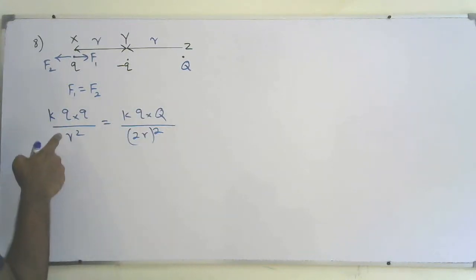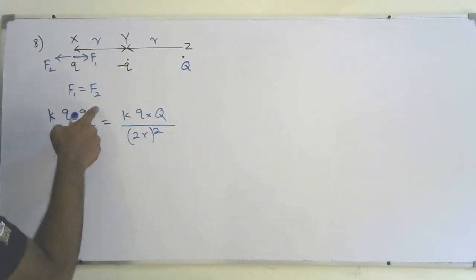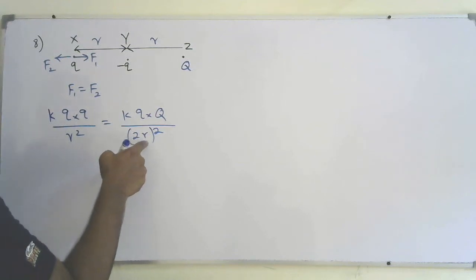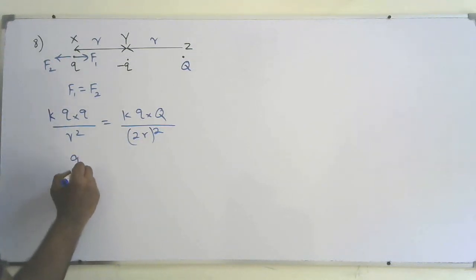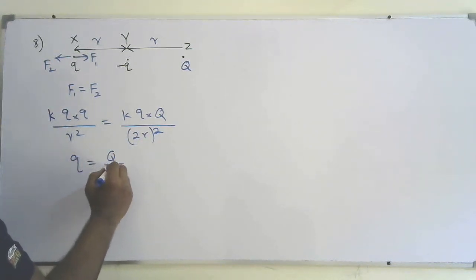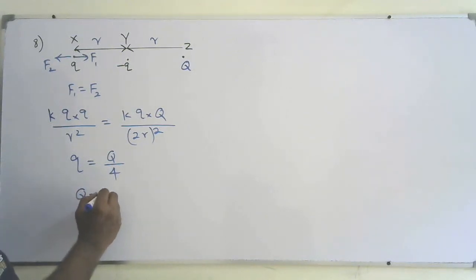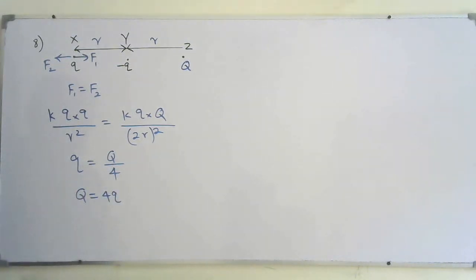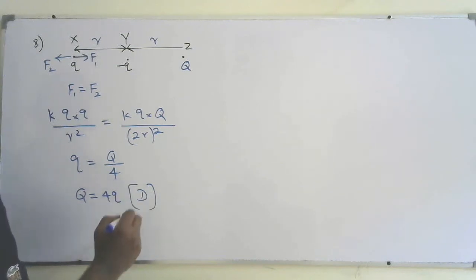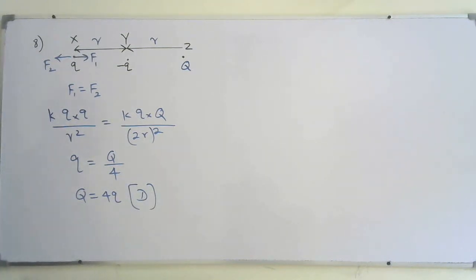Okay, I need to find the Q. So here K will get cancelled. This Q and this Q get cancelled. Here 4R squared, R will get cancelled. So I'll get Q is equal to Q over 4. So Q should be 4Q. Correct answer D. Question number 8, correct answer D.